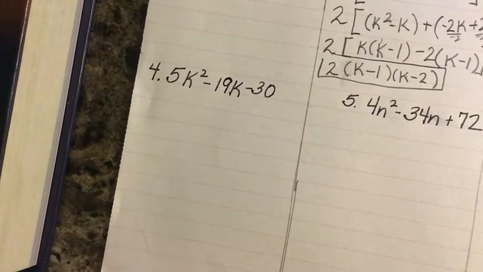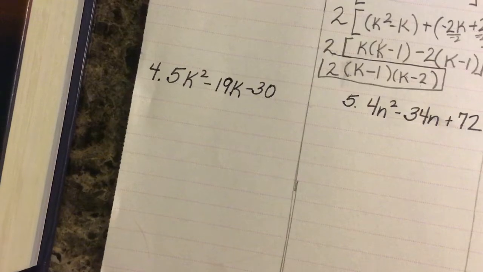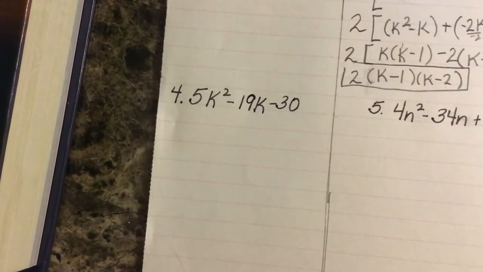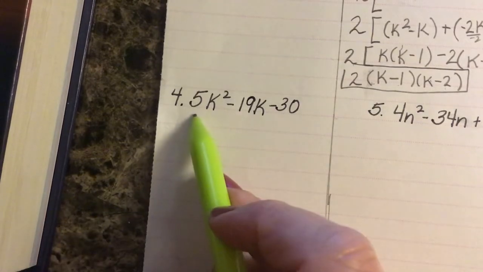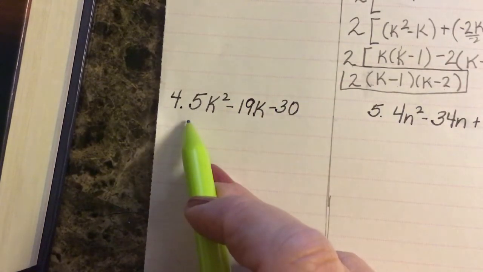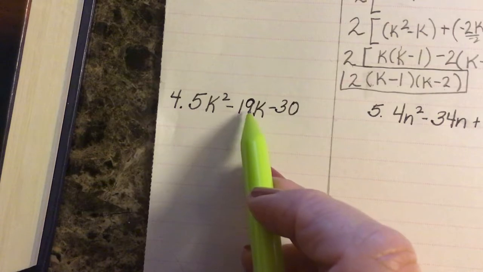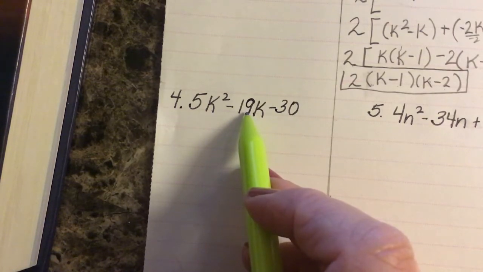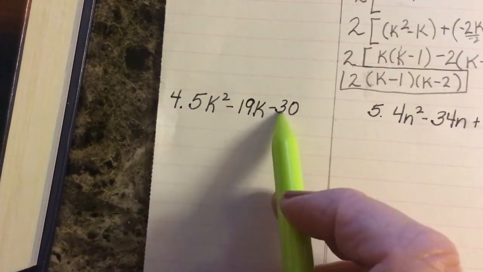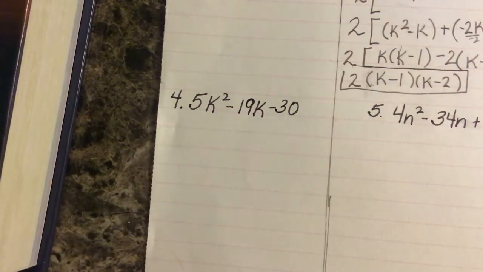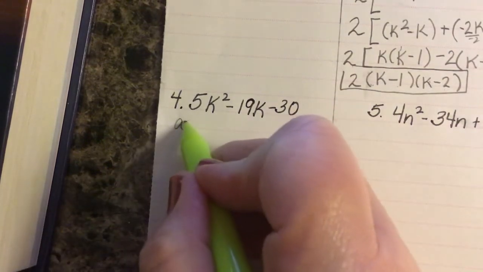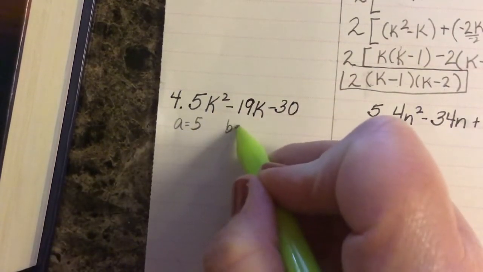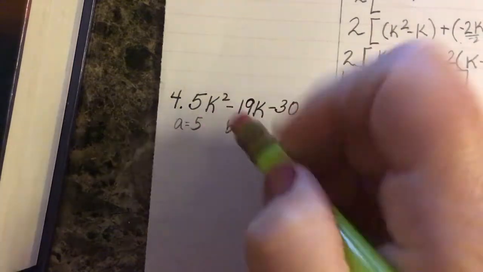Number 4, 5k squared minus 19k minus 30. And I don't see a common factor. 5 and 30 are divisible by 5. 19 is not. 19 is prime, so 1 and 19 are its only factors. And that means that if 19 doesn't divide evenly into these, then they don't have a common factor. And hopefully you see that 19 does not divide evenly into either of those.